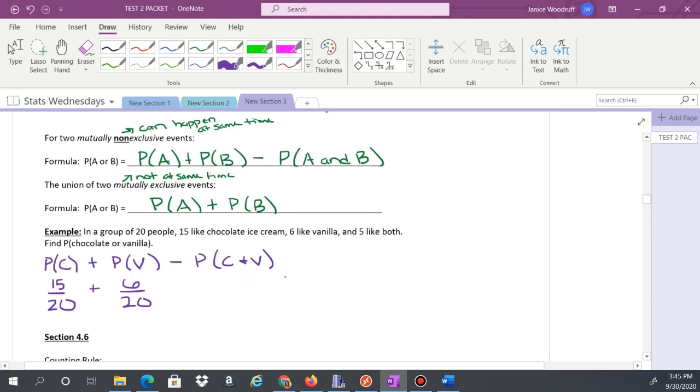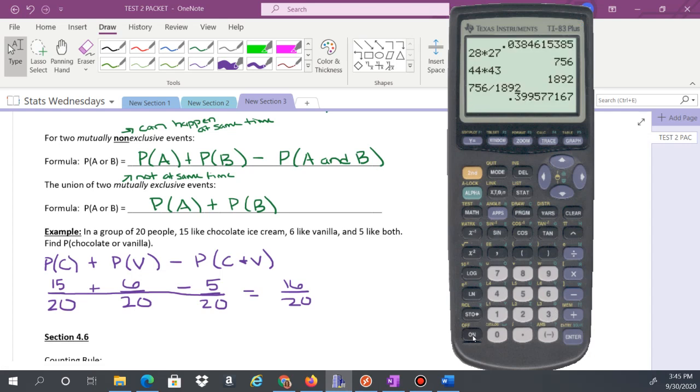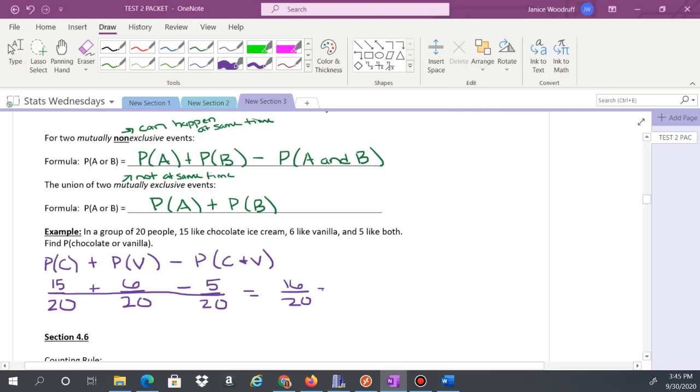And then the probability of chocolate and vanilla, 5 of them like both. Okay, so you have common denominator, 15 plus 6 is 21, minus 5, 16. 16 out of 20 gives us 0.8. Okay, so that is one way to do this.